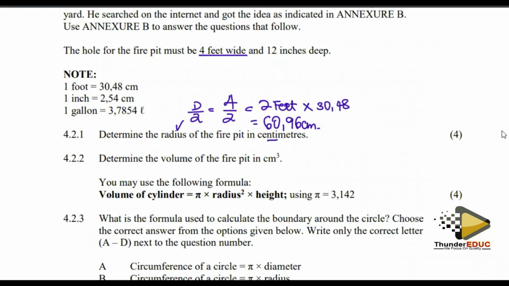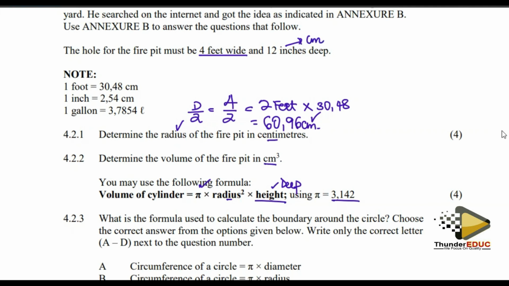Okay. Determine the volume of the fire pit in centimeters cubed. So volume of the fire pit, we've already seen it. It's cylindrical in shape. And they have given the formula already here. So we are going to substitute into this formula. Pi, it's this number here, sorted. Radius, we've just seen it now, sorted. The height is going to be represented by depth. But remember, the depth is in inches. So it also has to change to centimeters. Why? The final answer is needed in centimeters cubed.